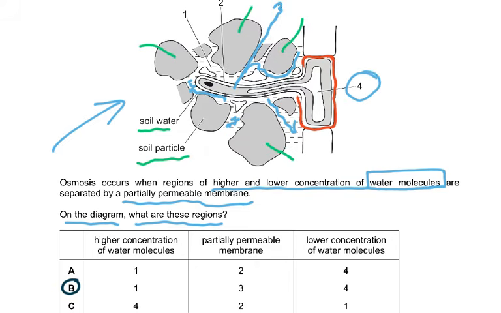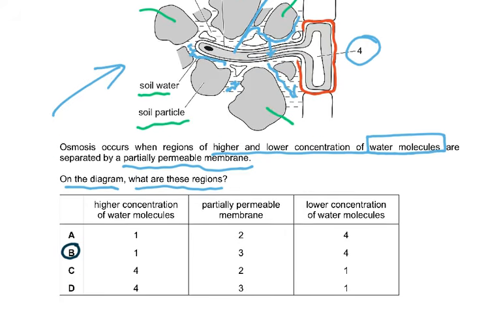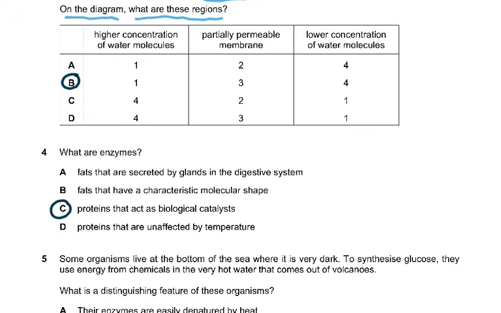Why 4? Because why would water move in from here into here? It would only move in because there is a lower concentration of water molecules inside the cell sap, and that is number 4, which is the vacuole, the fluid inside the vacuole, which has a lower concentration. So that is why the movement of water is occurring. This is how we had to do this question. Then we come on to question 4.